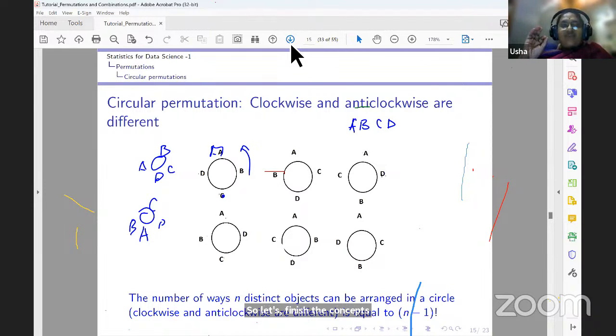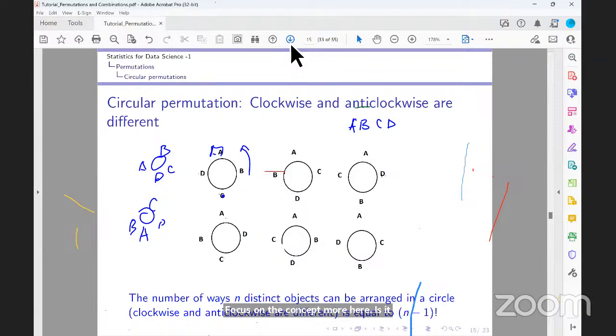The idea of this is to just highlight the conceptual understanding, not to do a lot of problems. It is not a problem solving session. I'm not saying that I will not answer these questions, but I'm trying to focus on the concepts more here. Is it okay? Is that clear? Yes, ma'am.